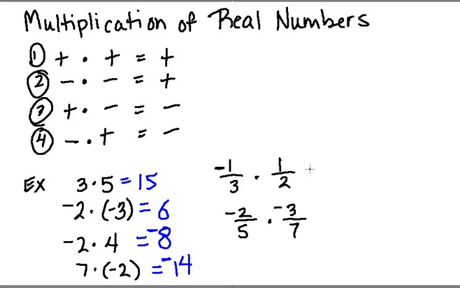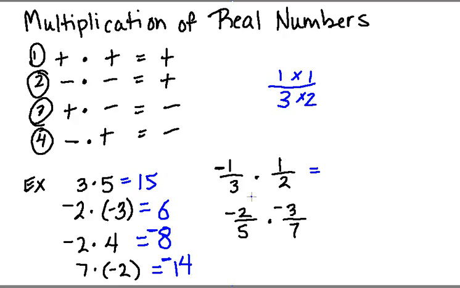Finally, I want to discuss a little bit about multiplying fractions. When we add and subtract fractions, we have to find a common denominator, but that is not the case when we multiply fractions. When we multiply fractions, such as in this case, we just simply multiply the numerators and multiply the denominators. So in this case, we'd have 1 times 1 and 3 times 2.